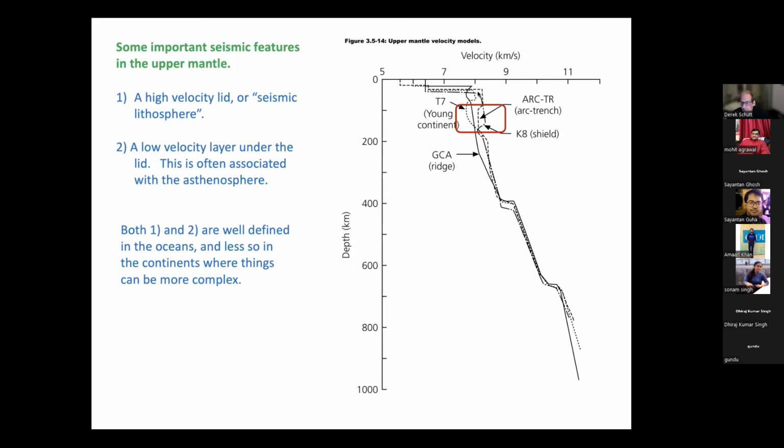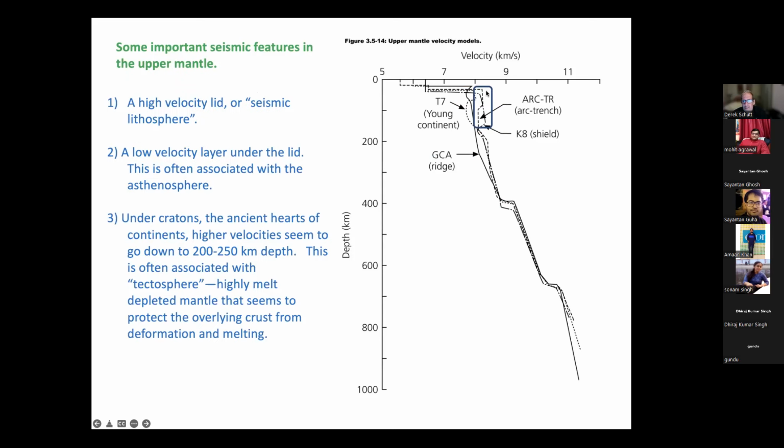Although going from the definition of a lithosphere as a mechanically strong component to seismically high velocities is actually a very difficult thing to do. So we will often call the high velocity lid seismic lithosphere rather than lithosphere. Both 1 and 2, so high velocity lid and low velocity layer that's associated with the asthenosphere, are well defined in the oceans and less so in the continents, where things can become more complex.